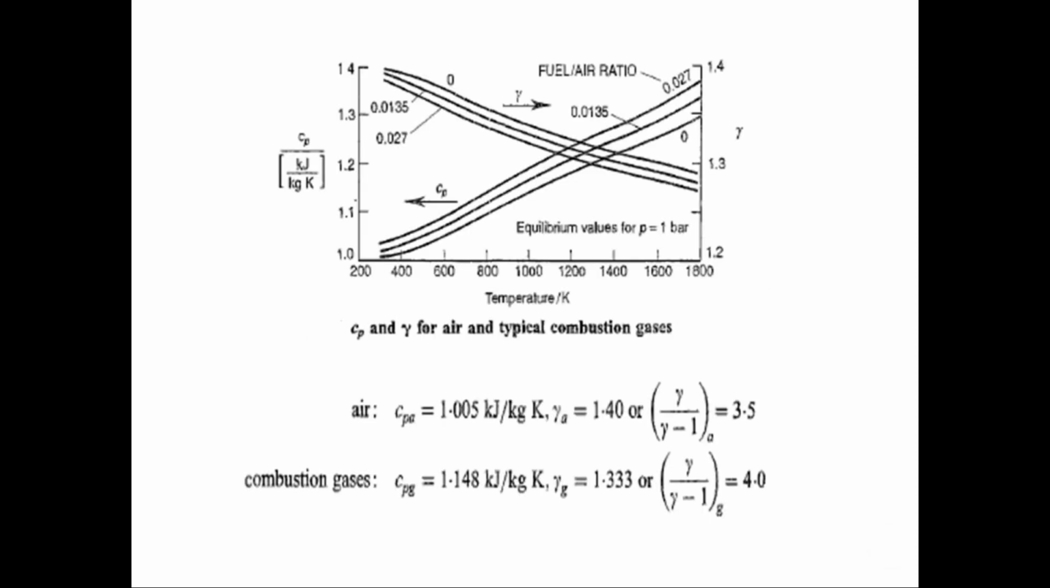Another important fact shown here is that, as you can see, the Cp changes as the temperature changes, and the fuel air ratio also changes with temperature. This curve will be used later in solving the numerical. The specific heat capacity for the air side can be taken as 1.005 kilojoule per kg Kelvin, and gamma for the air is 1.40. So the factor gamma by gamma minus 1 becomes 3.5.